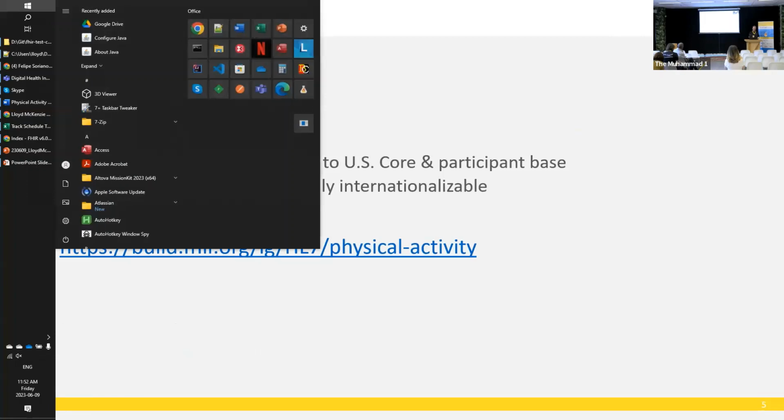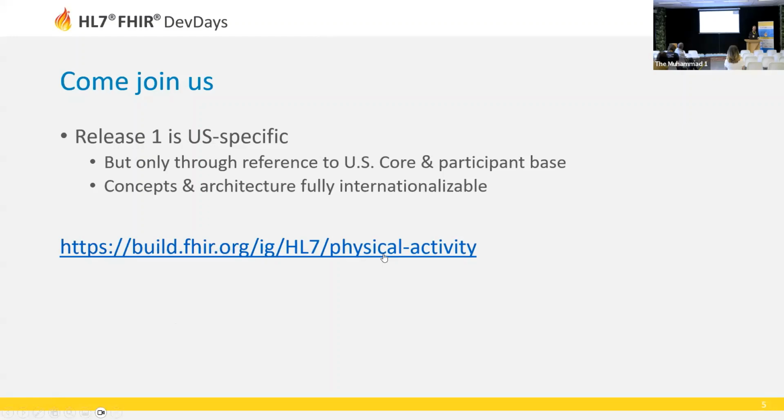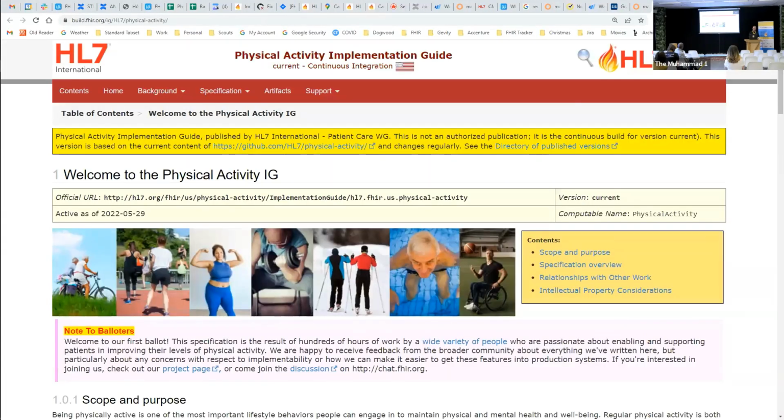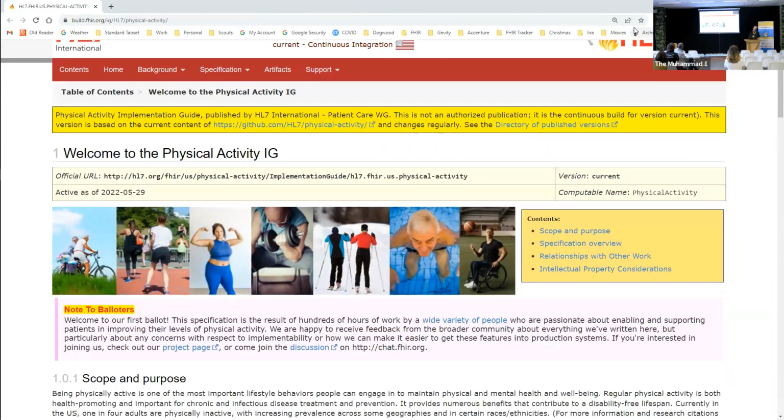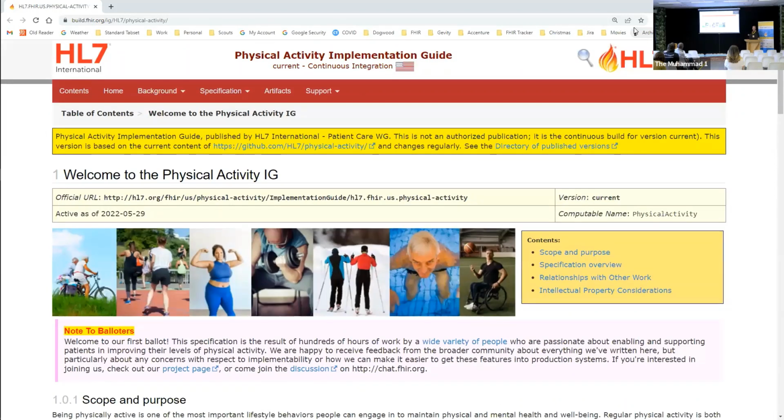The actual implementation guide is here, build.fhir.org, HL7 physical activity. And I would invite you to take a look at it. It's the implementation guide that I've enjoyed the most. I've created probably 40 implementation guides over my career in HL7, and I'm the most pumped about this one. It's a really cool project, and it's a really sort of brain dead obvious use case of cheap, easy intervention that makes a huge difference for a wide number of people.